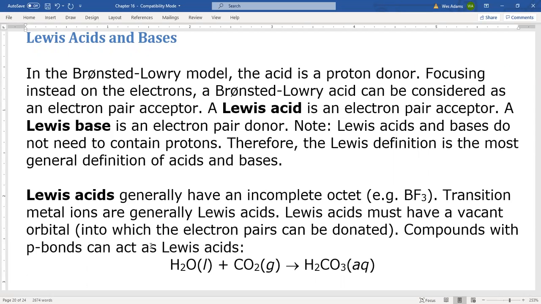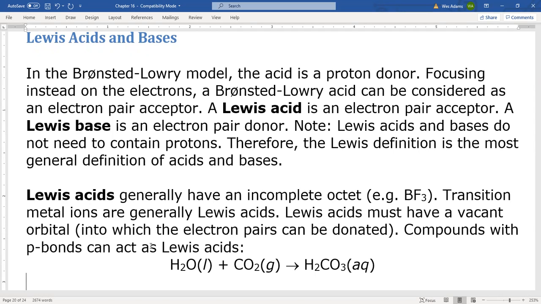So usually a Lewis base would have non-bonding electrons it could donate. Also, it's the broadest definition in that it need not necessarily contain H plus or hydroxide, and it need not necessarily be aqueous either. And that's very popular when you take organic chemistry.